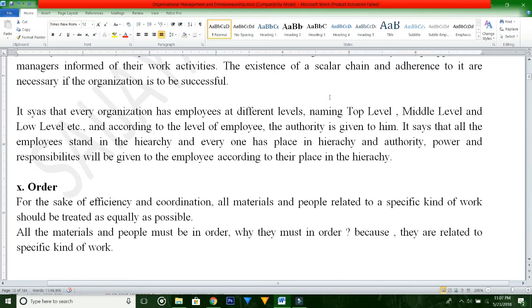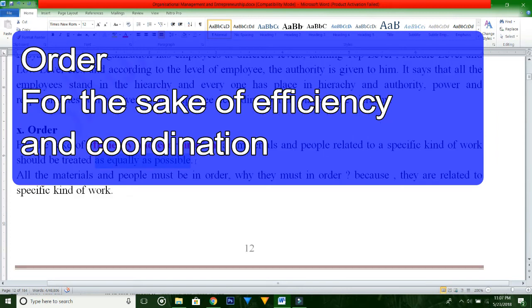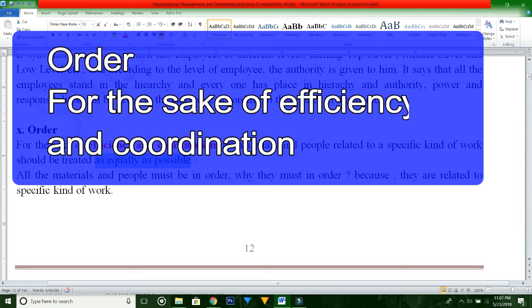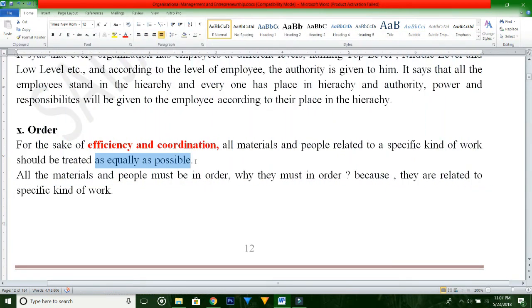Order. For the sake of efficiency and coordination, all material and people related to a specific kind of work should be treated as equally as possible. All the material and people must be in order. Why must they be in order? Because they are related to a specific kind of work.